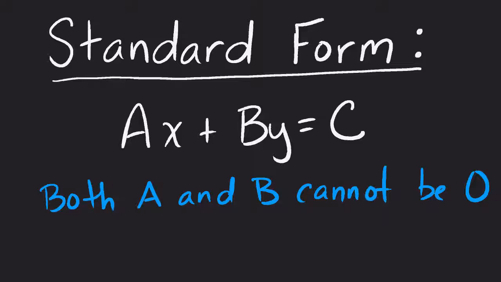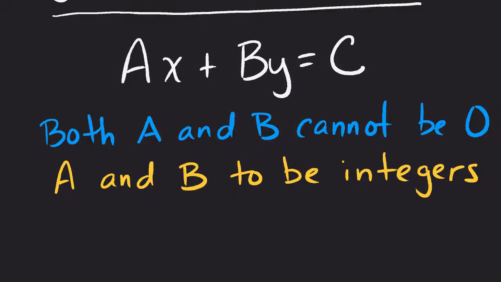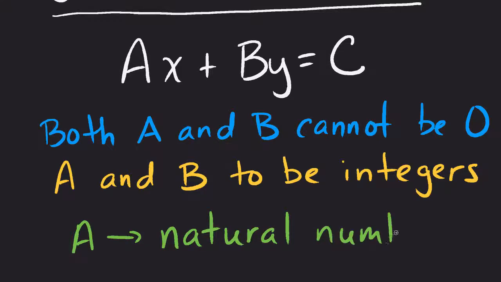The other thing is we want a and b to be integers. And even more specific than that, we really want a to be a natural number. Now, what's the difference between those? We've talked about it a little bit, but integers could be negative, natural numbers are only positive. So we really want this front number here to be positive.